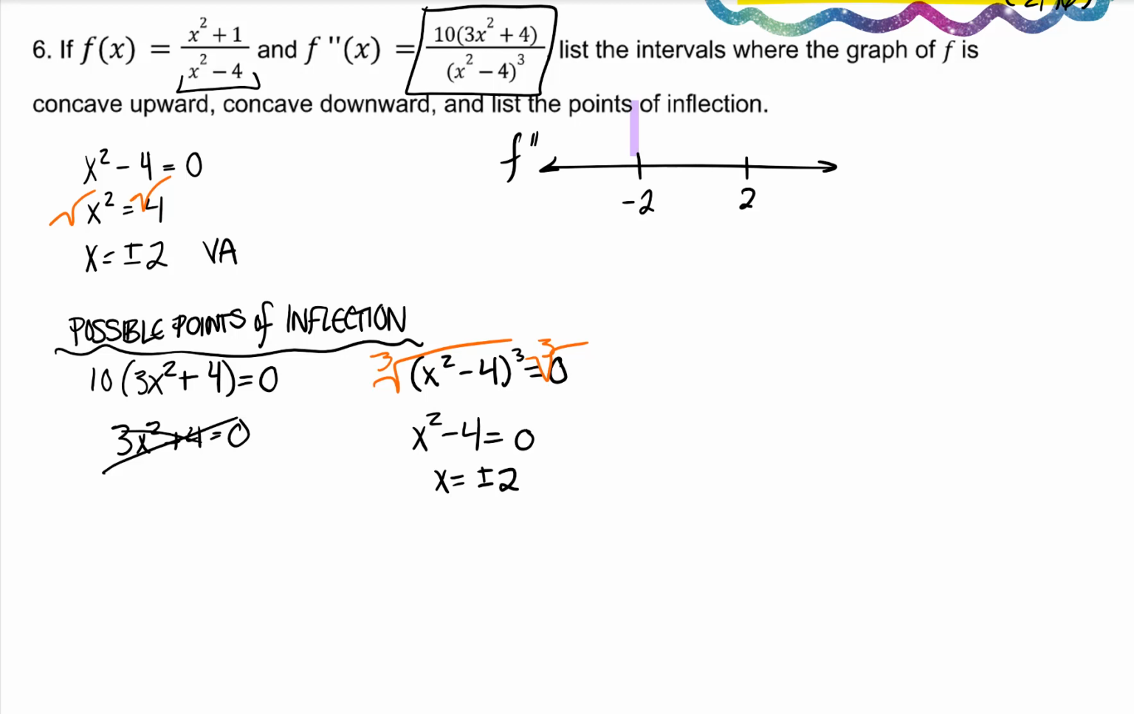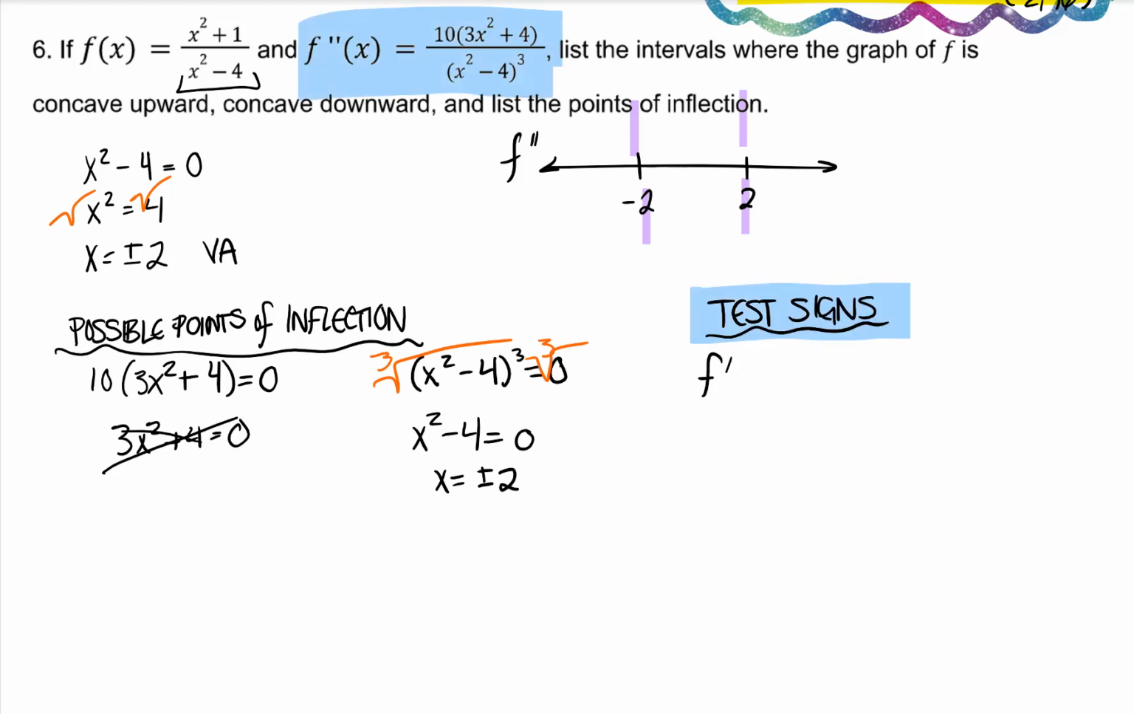As a reminder, -2 and +2 are not possibilities for points of inflection. They are domain restrictions. Time to test your science. I chose bigger numbers because I thought it would actually be easier. So -10 and +10.